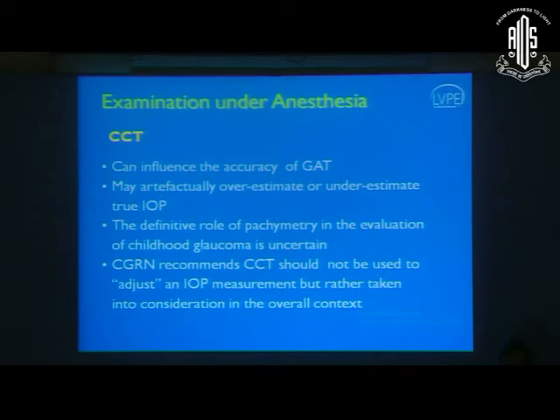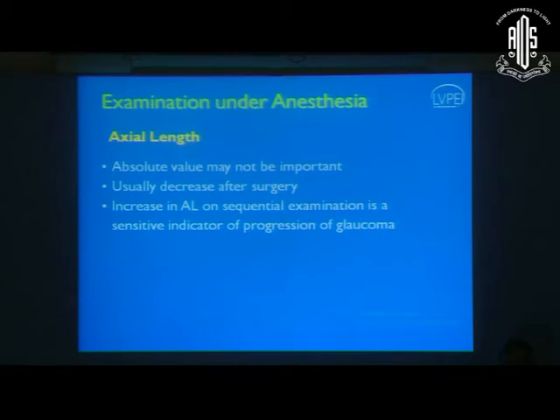The central corneal thickness, as we all know, can influence the accuracy of Goldmann applanation tonometry. It may artifactually overestimate or underestimate the true IOP. The definitive role of pachymetry in the evaluation of childhood glaucoma, however, is uncertain. According to the Childhood Glaucoma Research Network, the recommendation is that CCT should not be used to adjust an IOP measurement, but rather it should be taken into consideration in the overall context of congenital glaucoma.